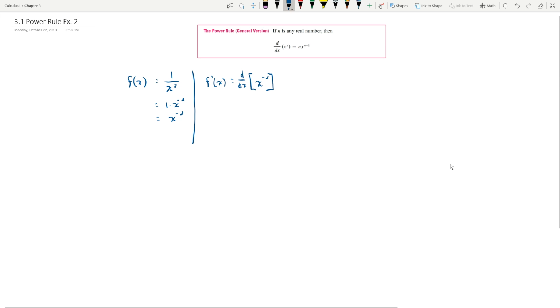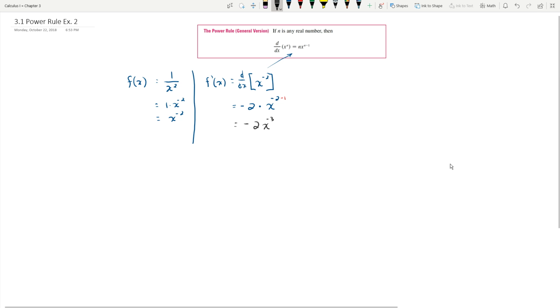And since it is in the general power form now, we're going to bring the power down, the negative 2. We'll bring that down, and we're going to multiply that by x raised to the negative 2, but we're going to subtract 1 from it. So that's going to give us negative 2 x to the negative 3.